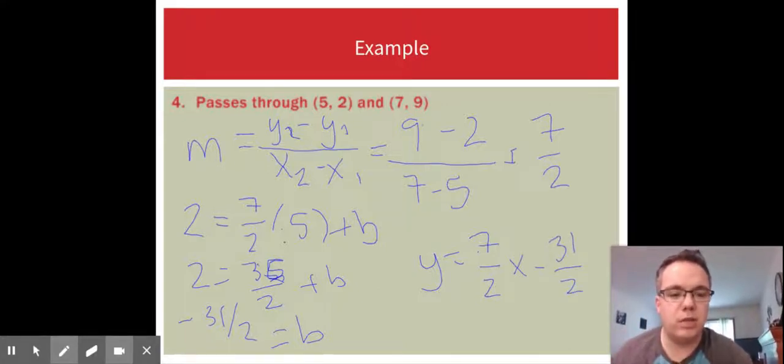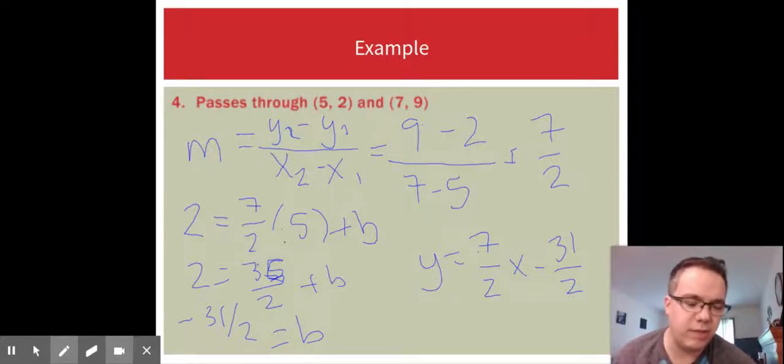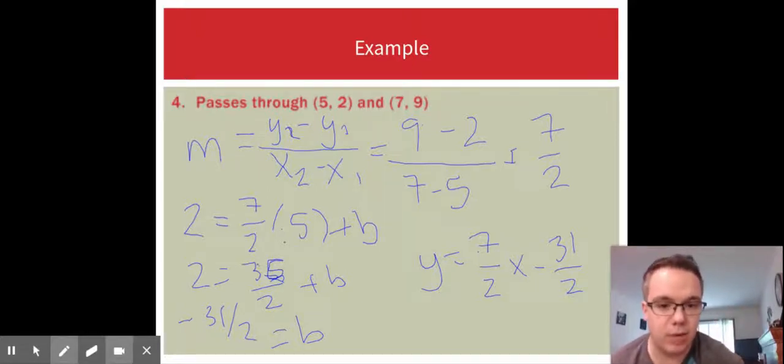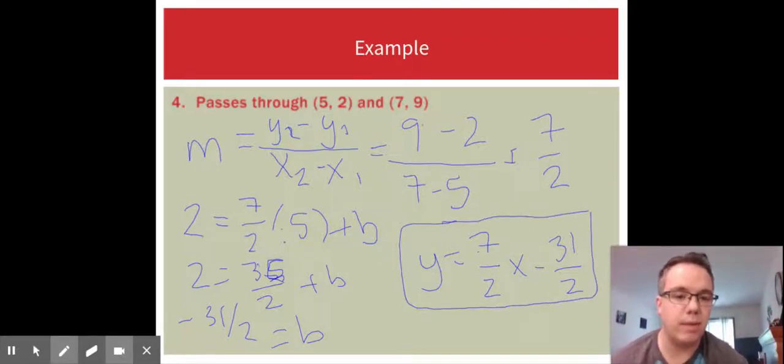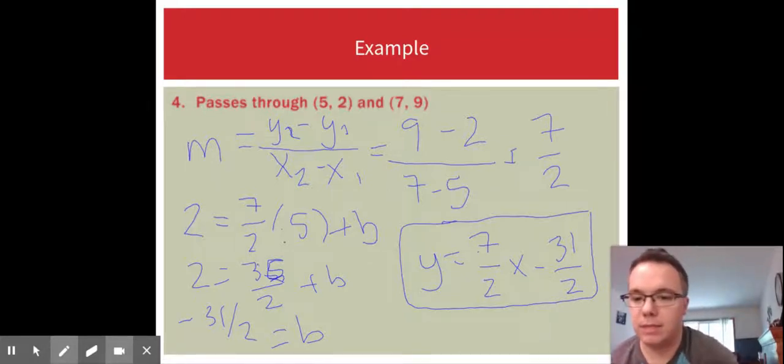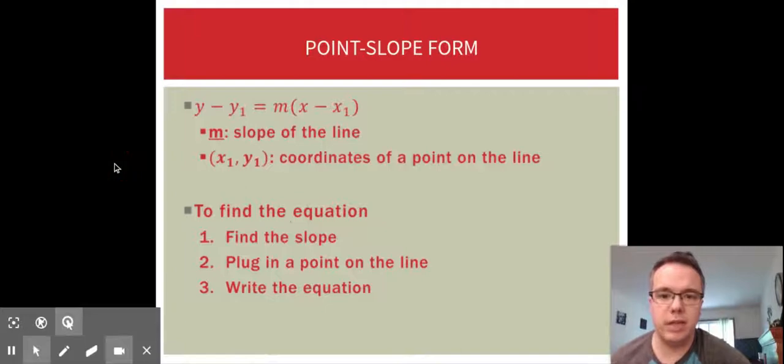Remember to always keep your slope as an improper fraction. If you changed your b to like 15.5 or 15 and a half, that's okay. But your slope is a ratio, so it has to stay an improper fraction. Because remember, it tells us that our line moves up 7 and over 2 as we travel along the line. All right, so that was slope-intercept form.